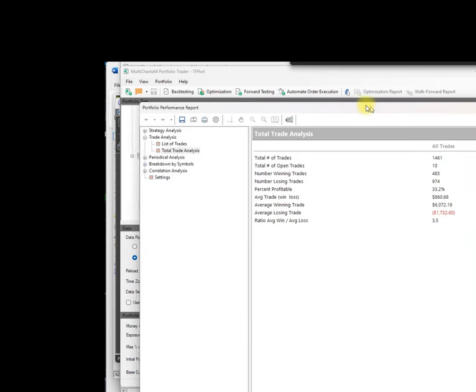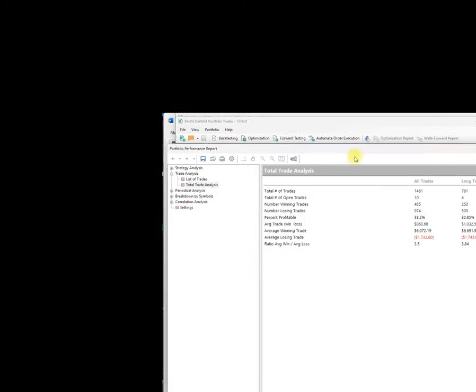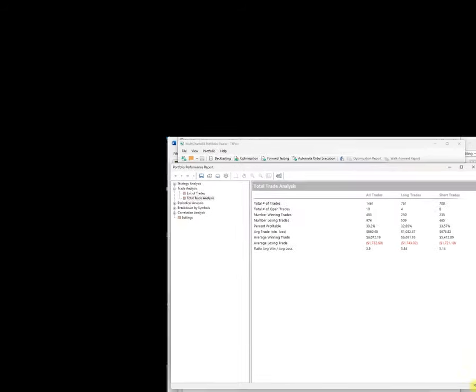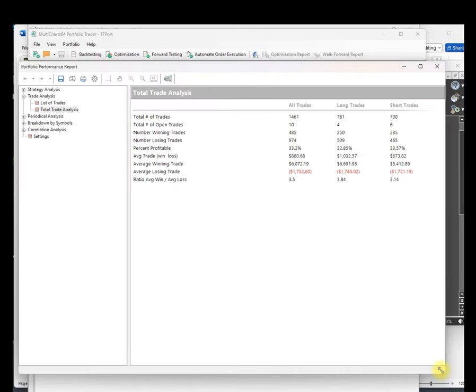I did a patch. I upgraded it yesterday, and man, it was not working right. So I called up MultiCharts, chatted with them, and their tech service is really nice. There was a patch I had to download and insert or upgrade to, and they were extremely helpful. So let's look at the strategy analysis.